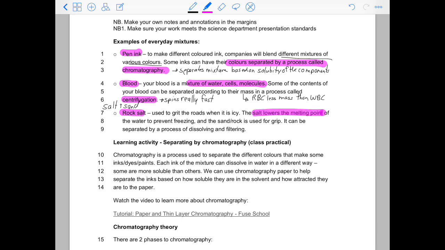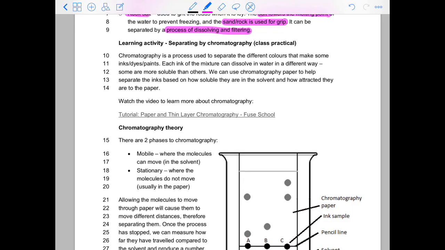So the salt lowers the melting point so that the ice is less likely to be ice and more likely to be just water, which is less slippery. And the sand or the rocks is used for grip so that the tires on the road or of your bicycle or your feet have more traction on the ground. So we can separate it by process of dissolving because one is soluble in water. The salt is soluble in water and the sand isn't, and then filtering. This was an example they showed in the last video you watched from Fuse School.